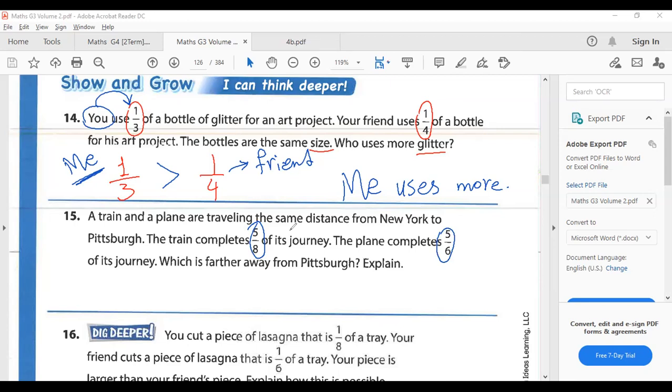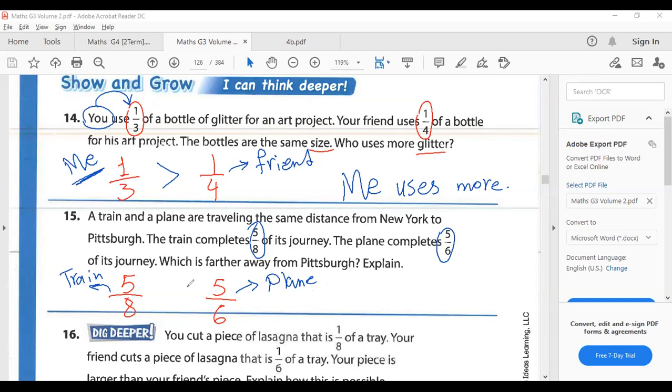The question is so easy. We just need to compare between the two fractions. So 5 over 8 or 5 over 6. Just write down which fraction is for which. So this one refers to the train, and this one refers to the plane, right? Right. Okay, so which is farther away? Which is greater?